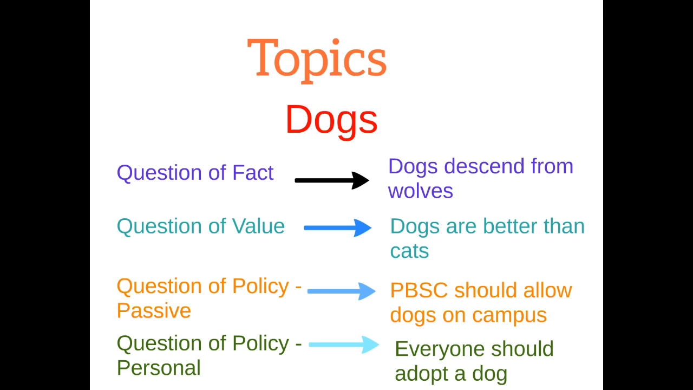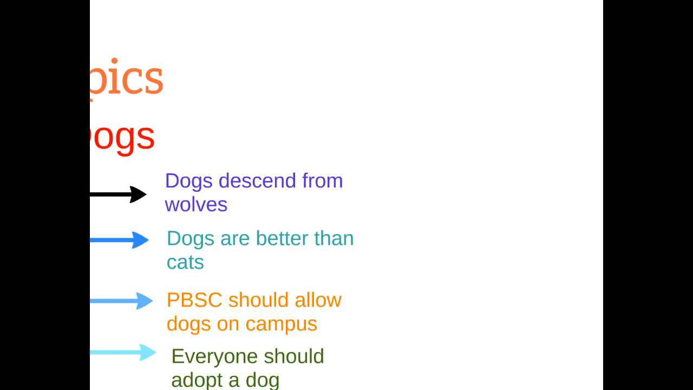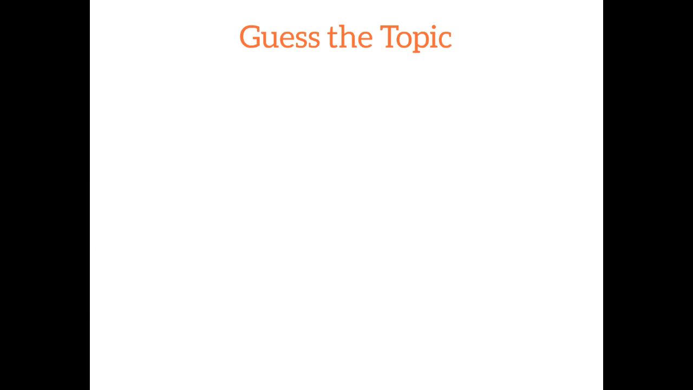So as you're thinking of subject areas, once you narrow them down into topics, you have to determine which question it is, right? Am I asking my audience to change their belief? Then that would be question of value. Am I asking them to do something? That would be personal. Am I asking someone else to do something? That would be passive. So it's important that you pinpoint specifically what you want the audience to do or believe or agree with.